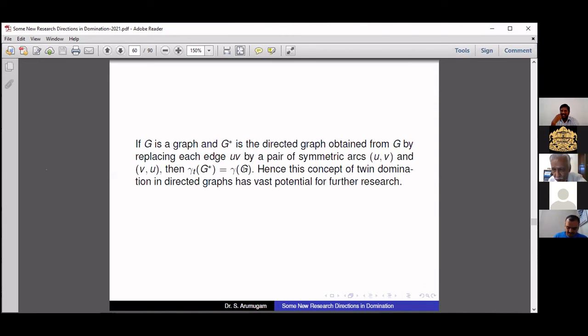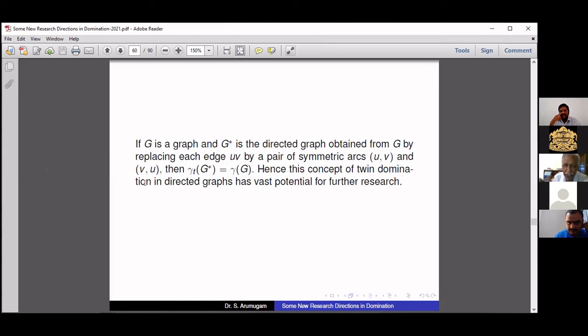Sir, I have one more question. If you take a directed graph as a tournament, that is, you take a complete graph and put an orientation on every pair, then the twin domination number, and the domination number for the underlying graph... The underlying graph domination number is one. But yes, that's the first starting point.